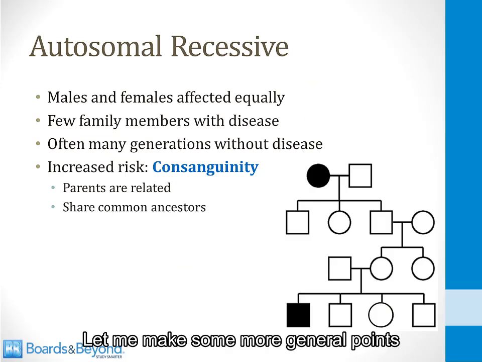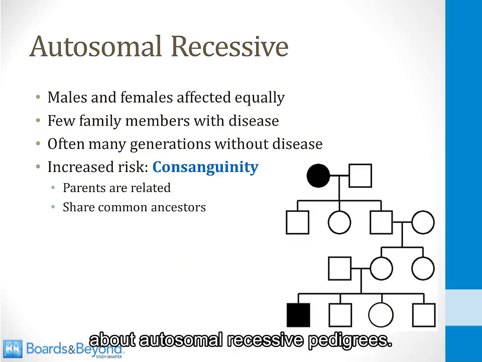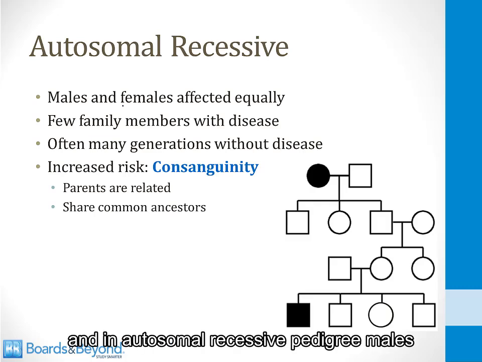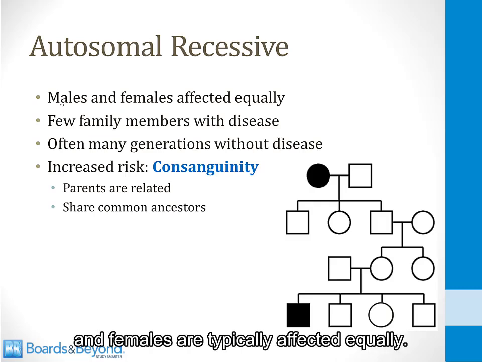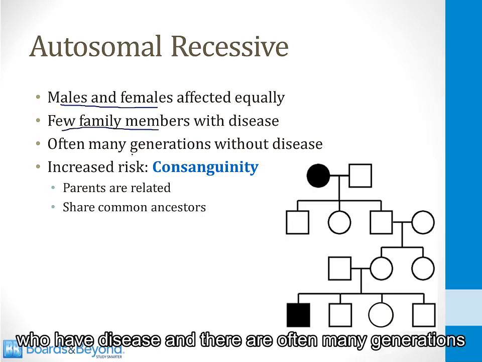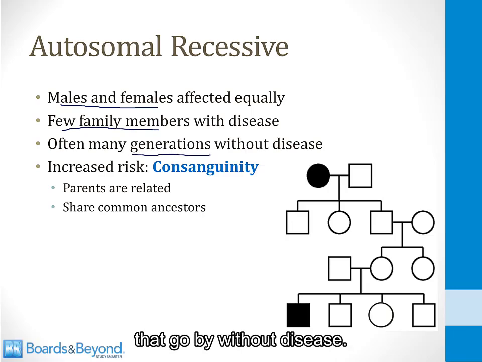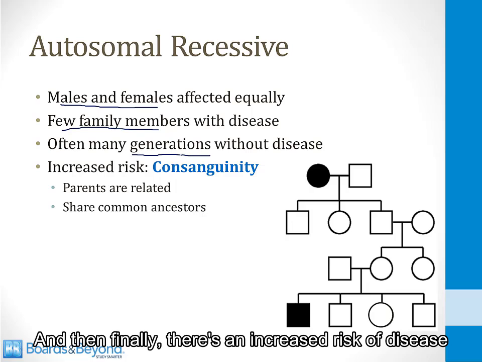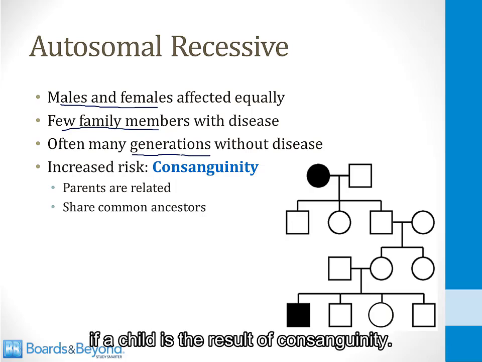Let me make some more general points about autosomal recessive pedigrees. Some of these I mentioned earlier. In an autosomal recessive pedigree, males and females are typically affected equally. There are relatively few family members who have disease, and there are often many generations that go by without disease. And then finally, there's an increased risk of disease if a child is the result of consanguinity.